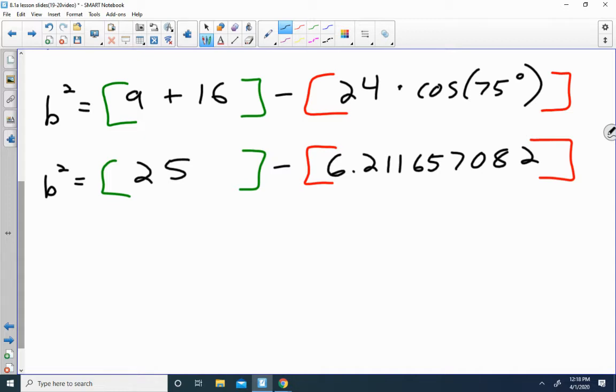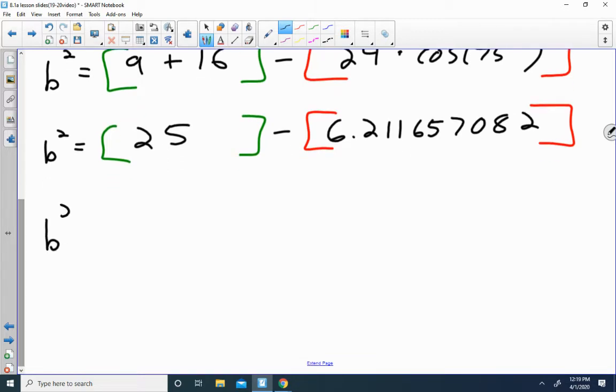All right. So now all that's left to do is you got to do 25 minus that decimal. And if you do 25 minus that decimal, or in this case, you can do 25 minus previous answer, or ANS, which makes it so much easier to do. Minus previous answer. You should get this.